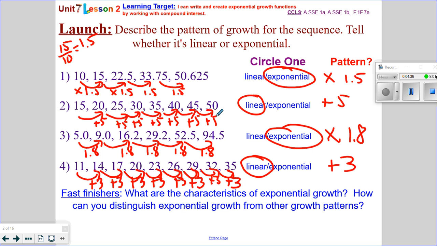Number 3 is actually, I had to divide, and to figure this out, you would do 9 divided by 5. You just take one of the numbers, divide it by the other number, and you get 1.8. So that means 5 times 1.8 equals 9. Do the same thing, check it out. 16.2 divided by 9, you get 1.8. So obviously it's the same for any two of these numbers, 94.5 divided by 52.5, you would get 1.8. So it's times 1.8, times 1.8, times 1.8. It is exponential.